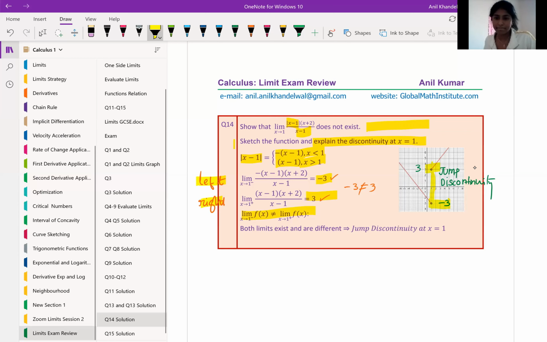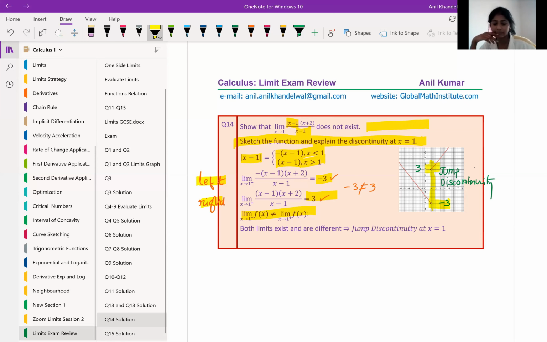Well, that is a part of the question. Sketch the graph and explain the discontinuity. So once you sketch, it is absolutely clear that this is the discontinuity, mainly because the limit exists from either side, but they don't match, right? So there is a discontinuity. There are two different values at the x value given to us, correct?